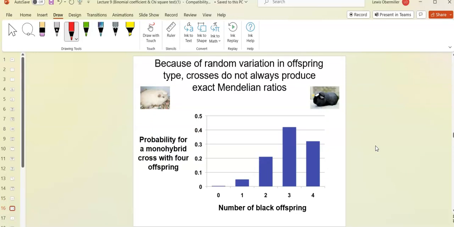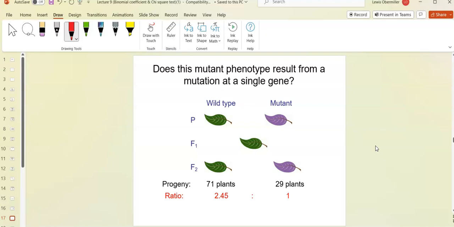All right. So we talked about this. This is nothing new. You can get all kinds of variation and outcomes, like we talked about with the coin toss. And so we need to examine if what we observe is what we expect. So to do that, we can do something called a chi-square analysis.